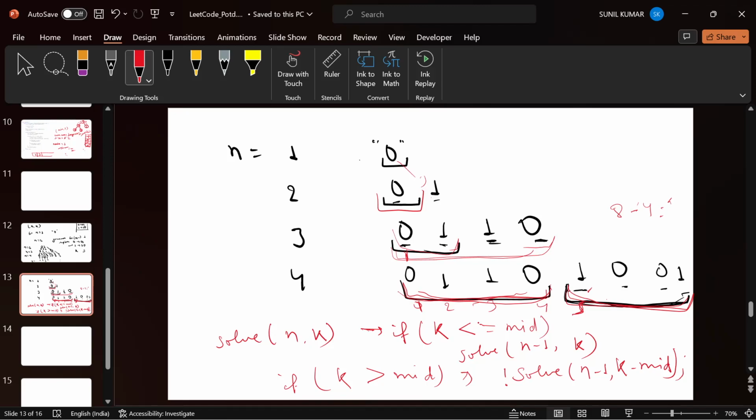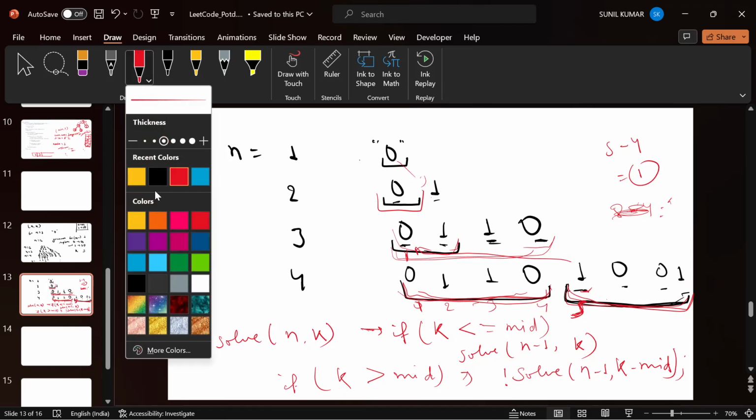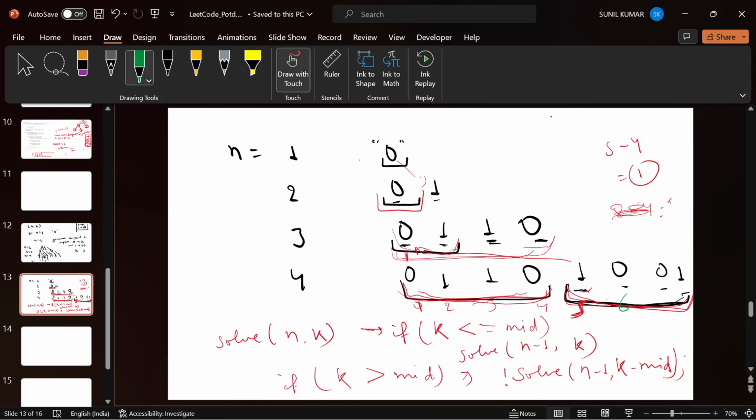Let's assume we need to find this 5. What will be the answer for 5? For 5, it is 5 minus 4, that is 1, and its negation. For 5, it is the negation of 1. And what is this? This is k equals 6. What if we want k equals 6? We need to find n minus 1 comma second. So how do we get the second? We get the negation of k minus mid.